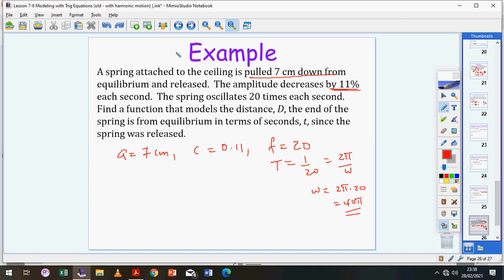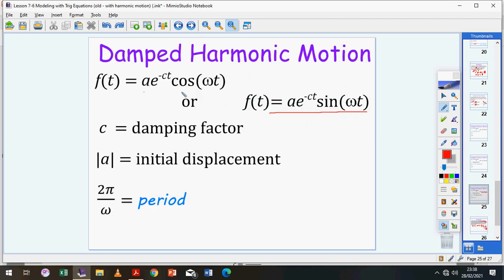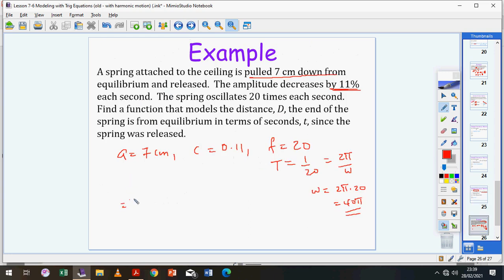So that's going to be a negative cosine function. I'll be using this one over here, and I'll just stick a negative in front of the a. So my function is going to be negative a, which is 7, e to the negative 0.11, because c is 0.11, t cosine omega, which is 40 pi t. Yeah, so there you have it. I know you have questions, so I'll be waiting.